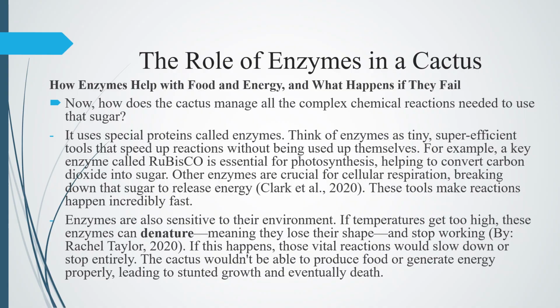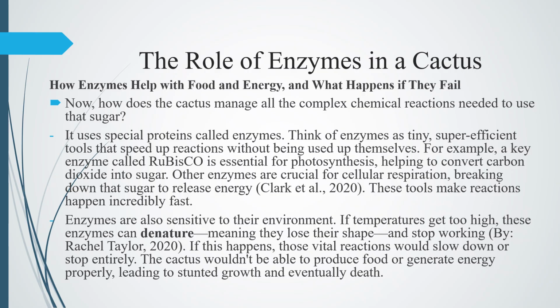Let's look at the role of enzymes in a cactus. These enzymes help with food and energy, and we will also get to know what happens if the enzymes fail. Now, how does the cactus manage all the complex chemical reactions needed to use that sugar? It uses special proteins called enzymes. Think of the enzymes as tiny super efficient tools that speed up reactions without being used up themselves.